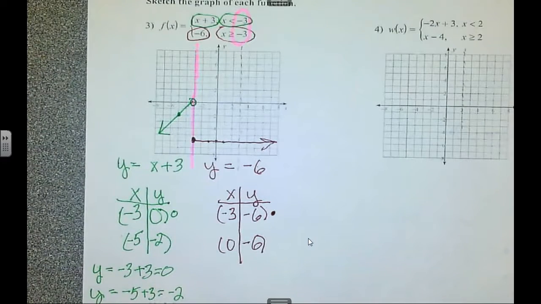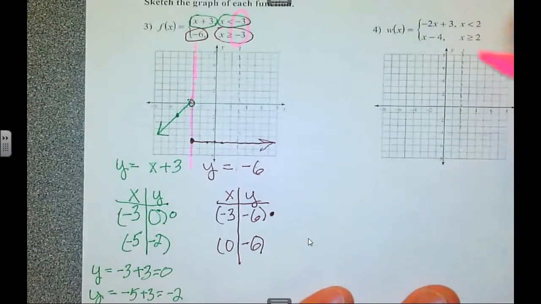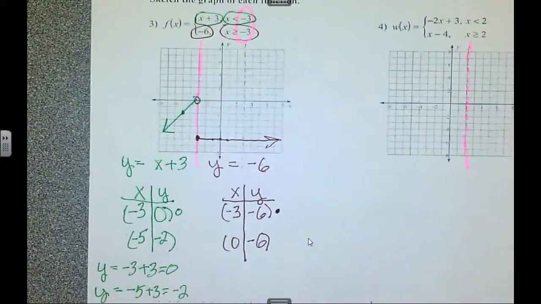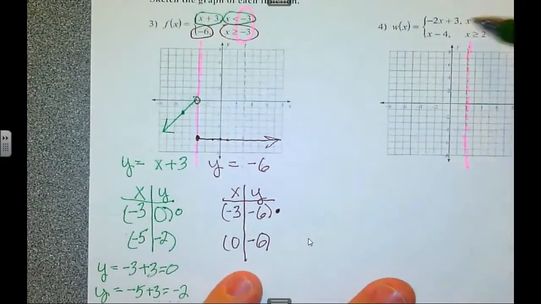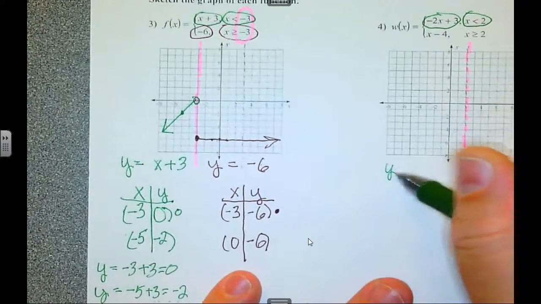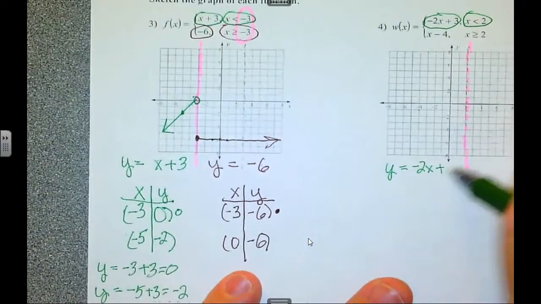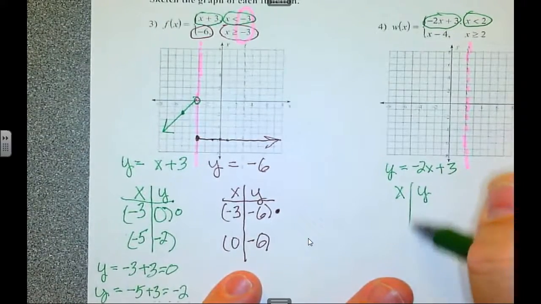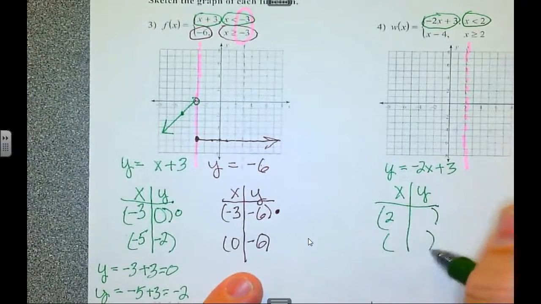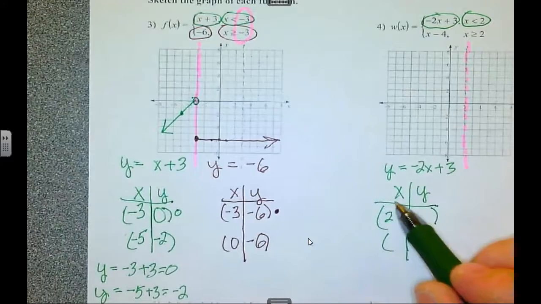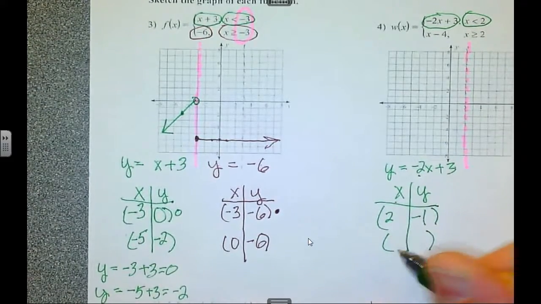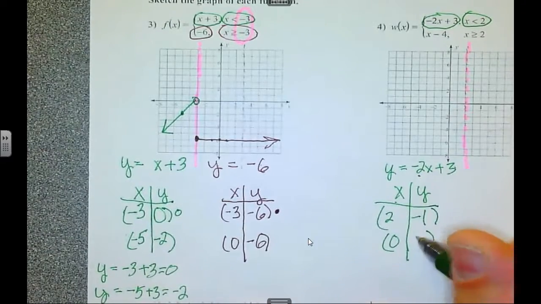Now, I'm going to do the rest of them pretty quick. Boundary line, 2. Okay, anything less than x equal 2, I use the function negative 2x plus 3. Give me a couple of points. I have to use the point 2 for one of them. Negative 2 times 2 is negative 4, plus 3 is negative 1. I'm going to choose something smaller, 0. 0 plus 3 is 3.